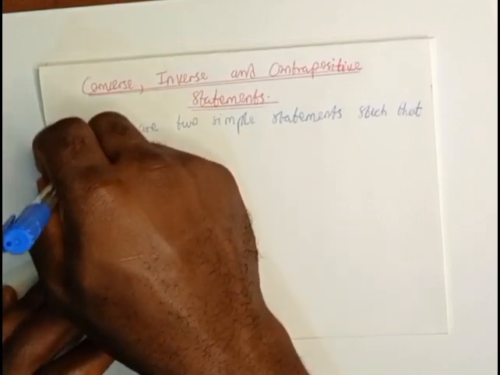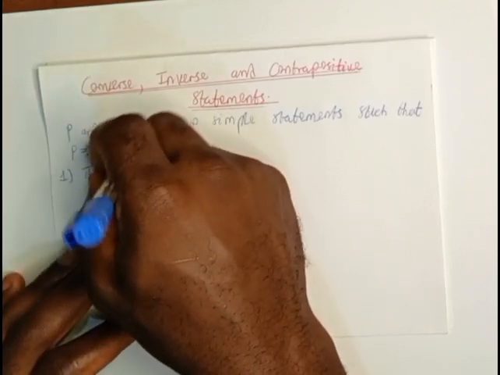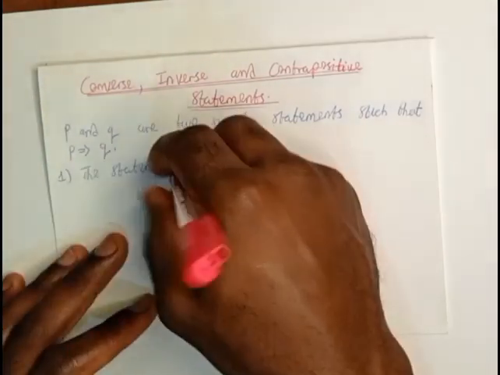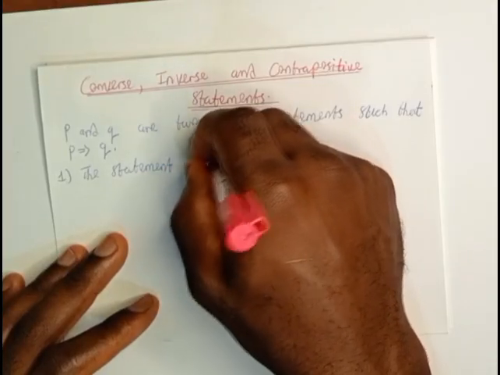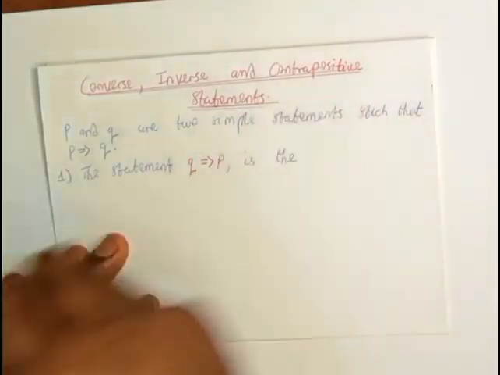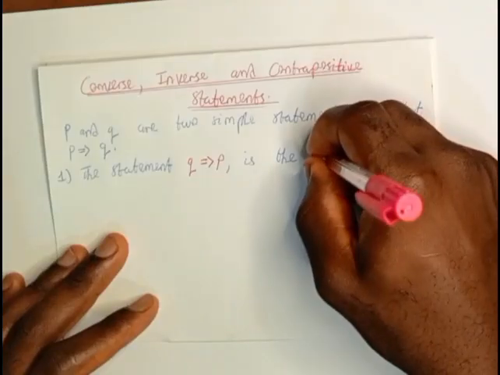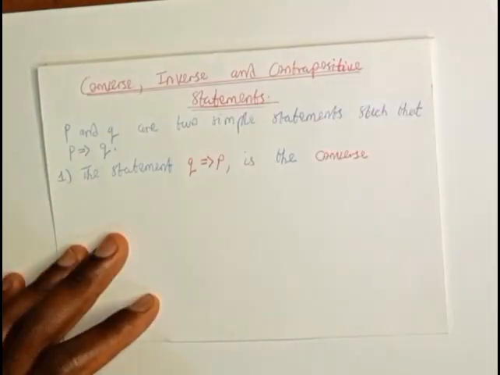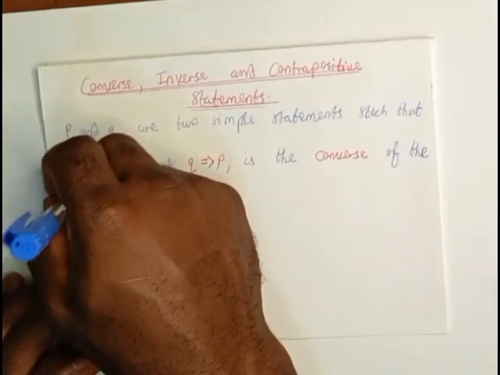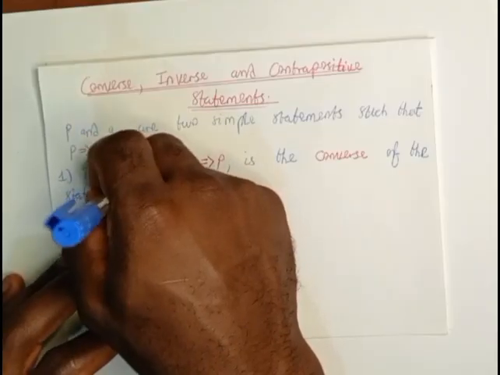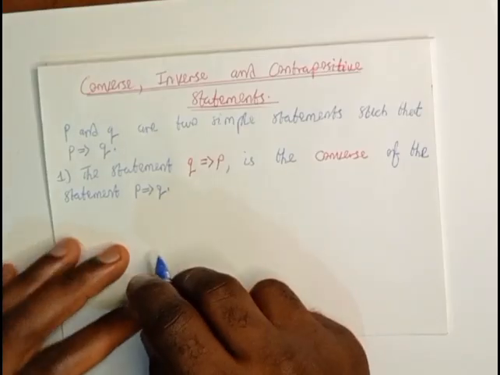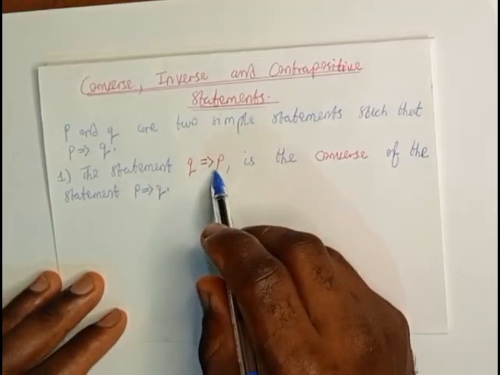We go by the margin 1. The statement Q implying P is the converse of the statement P implying Q. The converse of the statement P implying Q is Q implies P.